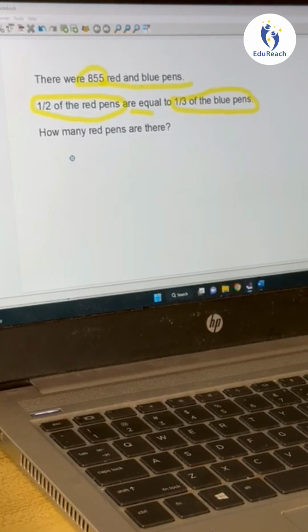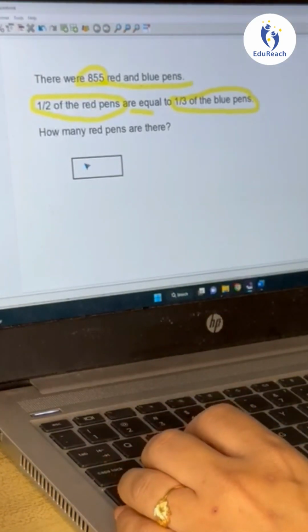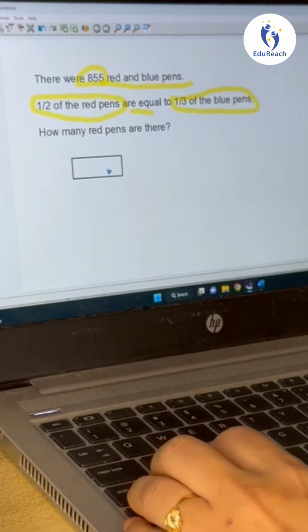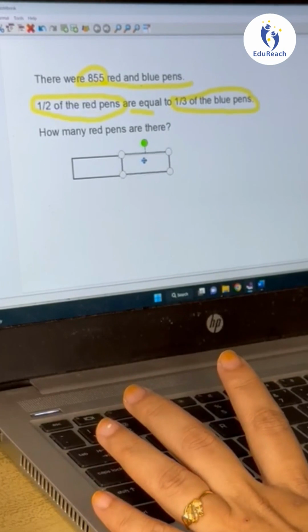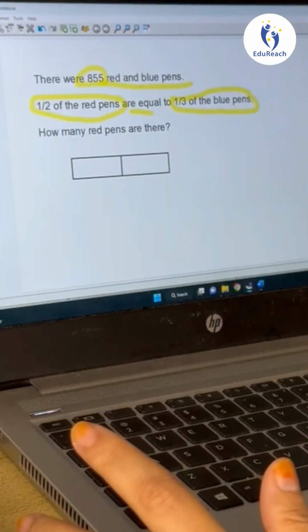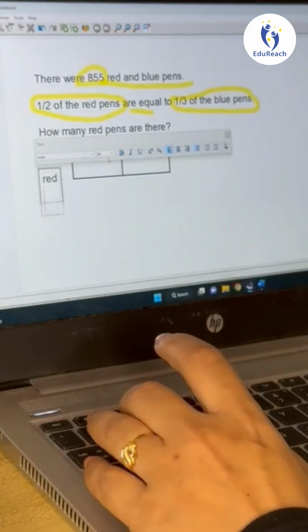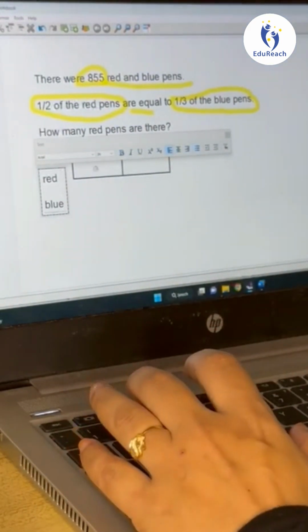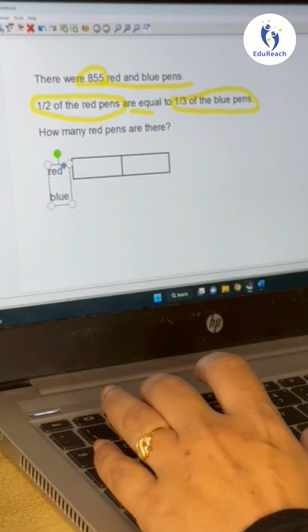a model first. So let's say we have this. This is the red pen. So it's half, right? So we actually made it into half. So what we know is half of the red pen. So let's say now we see this is red, and we know there's a blue. Look at that. So there's red, there's a blue.